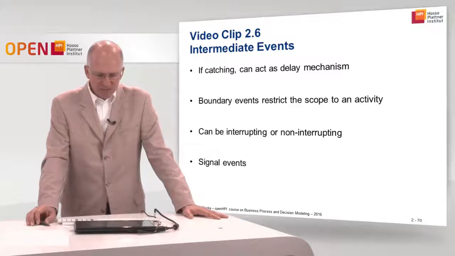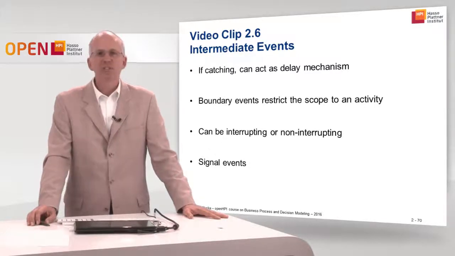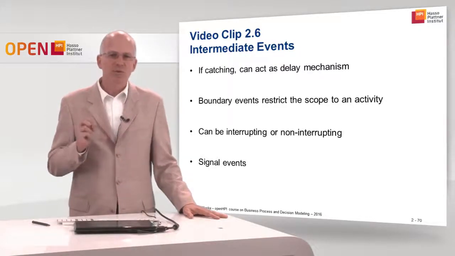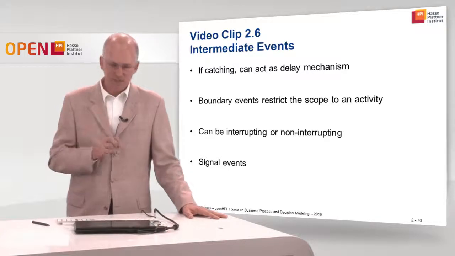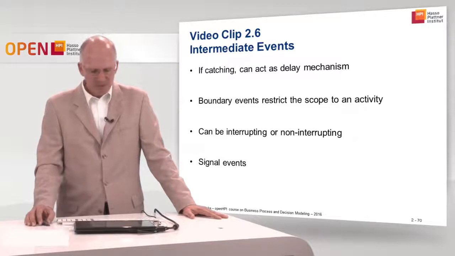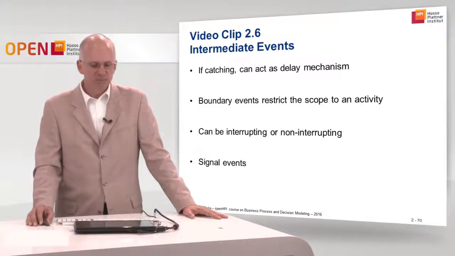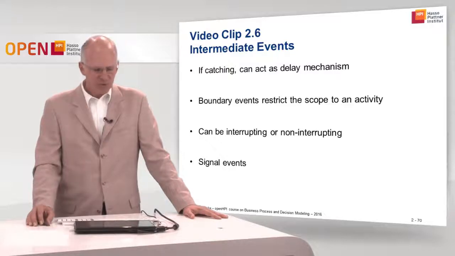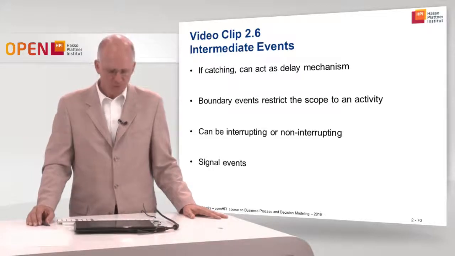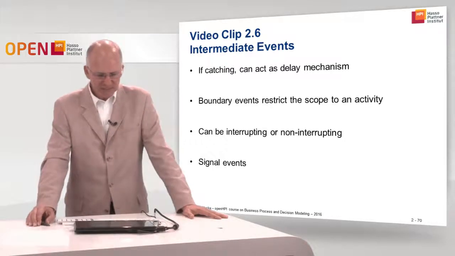Boundary events restrict the scope of an event occurrence to an activity. So boundary events are attached to the boundary of activities, and they only react if the event occurs while the activity is running. Boundary events can be of interrupting and of non-interrupting nature. We discussed the relationship of boundary events with XOR and with AND gateways. And finally, we discussed signal events, and we took a look also at the complete set of events as specified in the standard and as present in the BPMN poster.